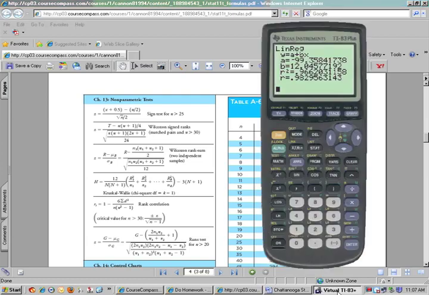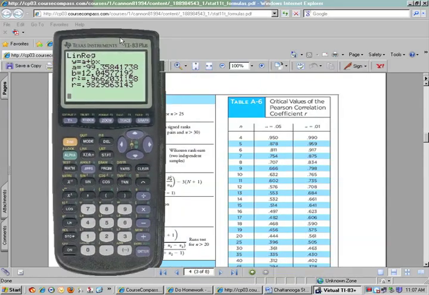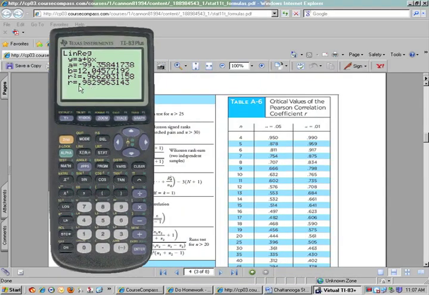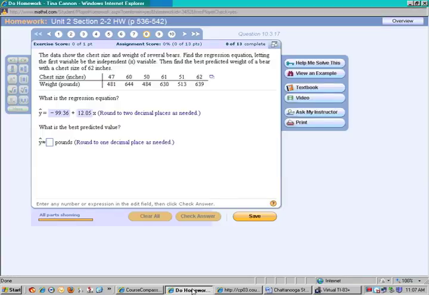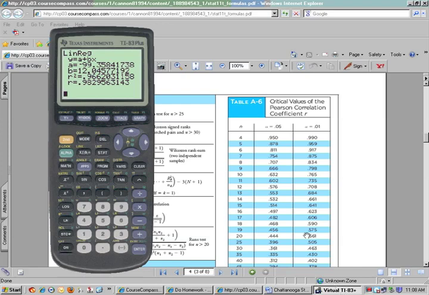If I call my calculator back up, we can see that our R value was 0.983. Now if we look at our problem, notice it does not tell us which alpha to use. If it does not tell you an alpha to use, what we want to do is use 0.05. Sometimes it'll tell you a specific alpha to use. Now also we have to look to see how many pairs of points we had. That's going to be the n in this table.